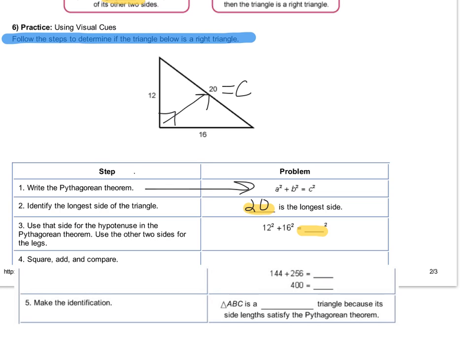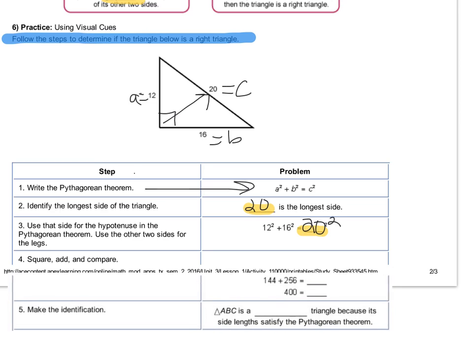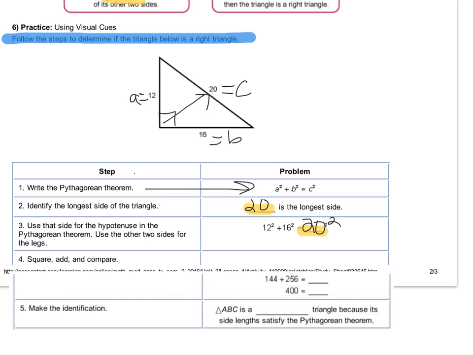And use the side of the hypotenuse in the Pythagorean theorem. Use the other two sides for the legs. So 12 squared, they let that be A. B, they let be 16. And we have to see if that equals 20 squared. I kind of wrote over the square. And then the fourth step is to square, add, and compare.